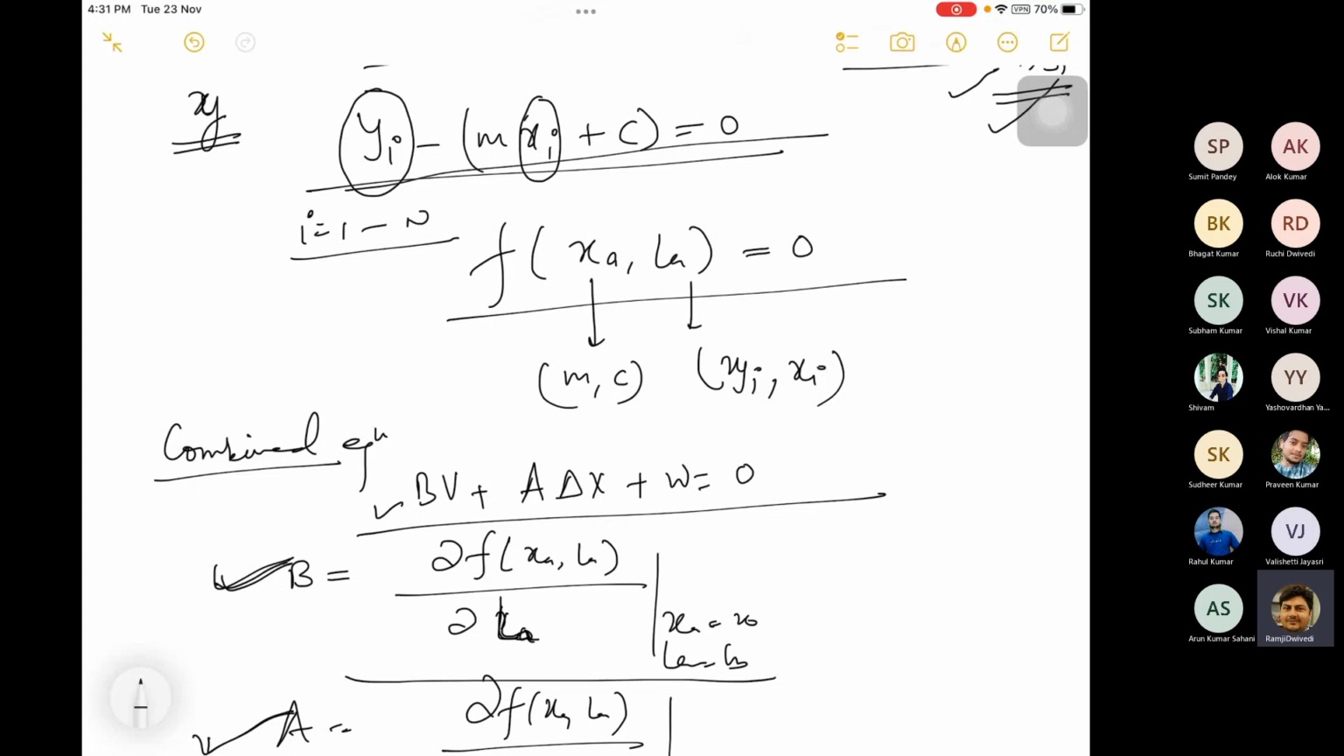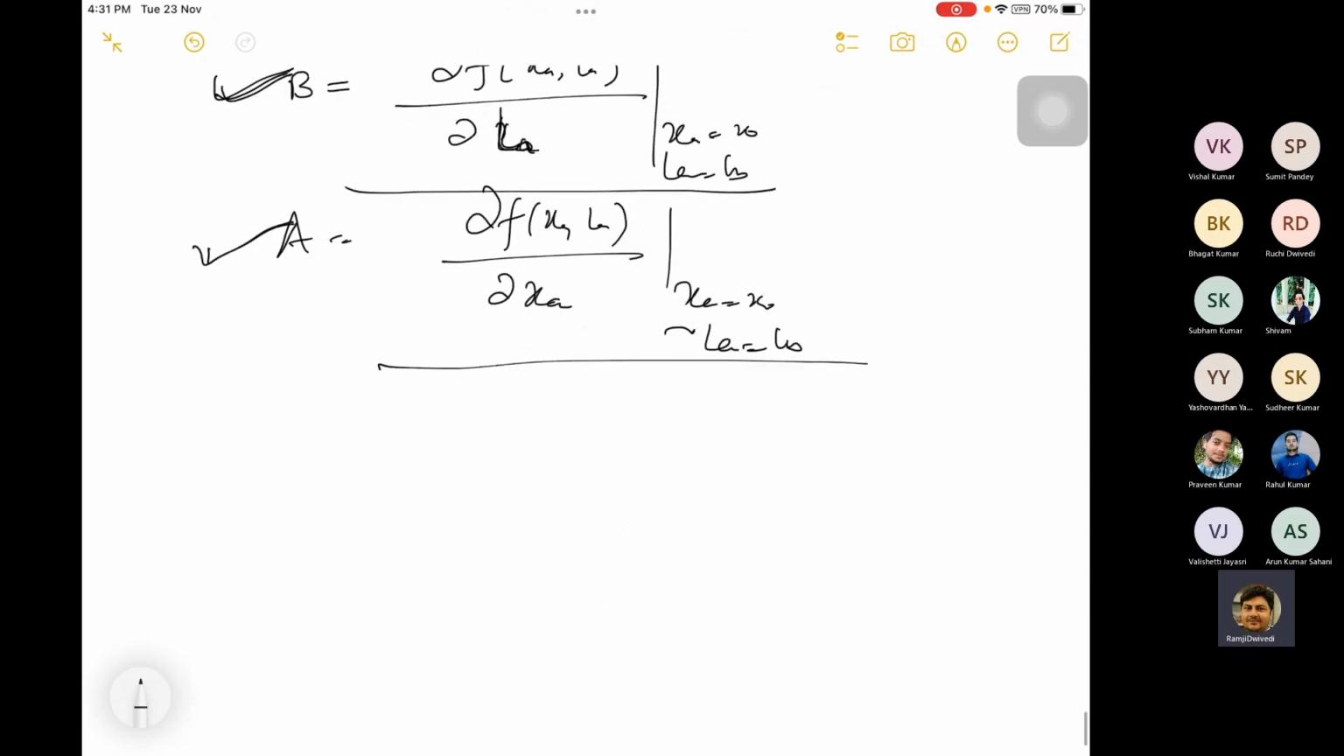So here you see observation would only come with y. There is no value with x, isn't it? So if you linearize it with respect to B, which is LA, you have two components. One is XA, XI, and YI, isn't it?